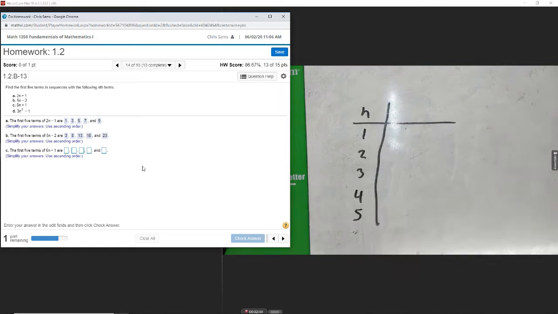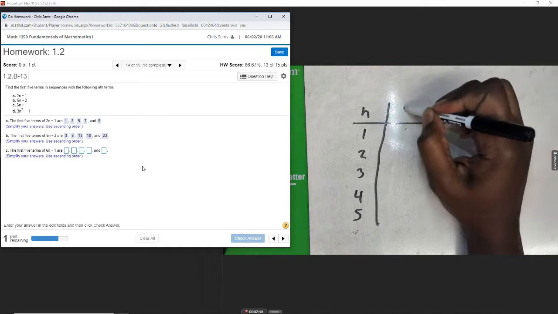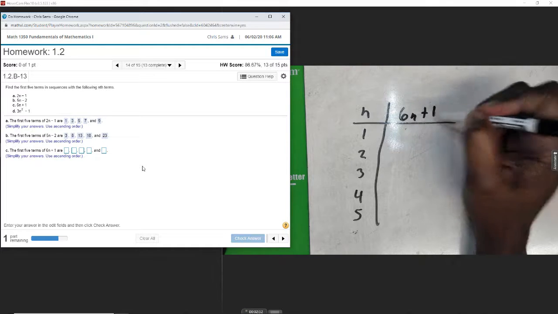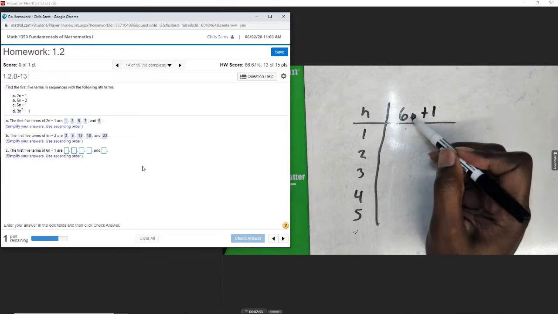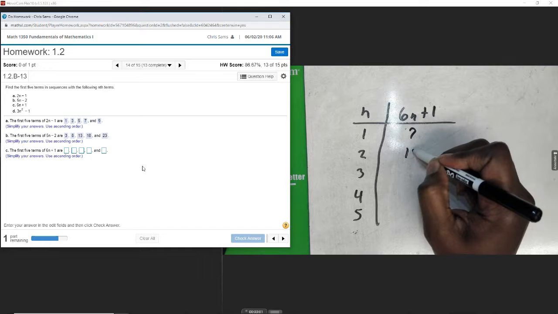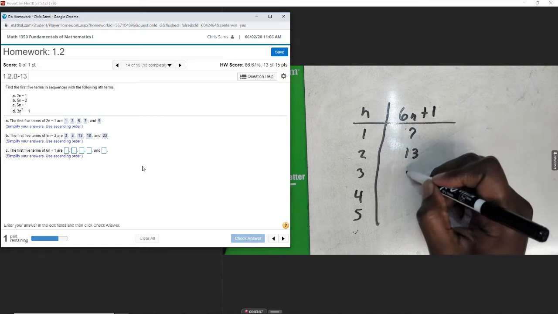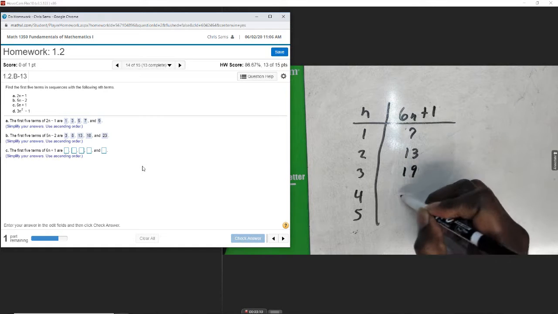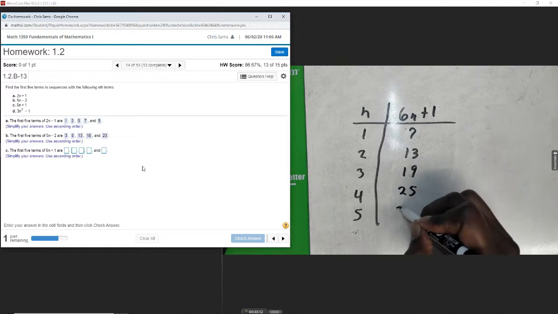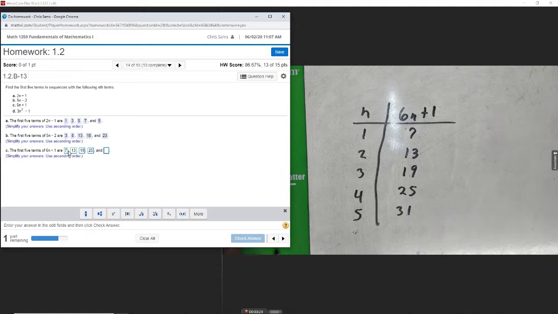So I'm going to use that knowledge to get the next few patterns. The next one is 6n plus 1. Plug in a 1, 6 times 1 is 6, plus 1 gives us 7. So if I add 6, I should be at 13. Let's try it. 6 times 2 is 12, plus 1 is 13. And just add 6, that will give us 19, 25, and 31. Okay, so we get 7, 13, 19, 25, 31.